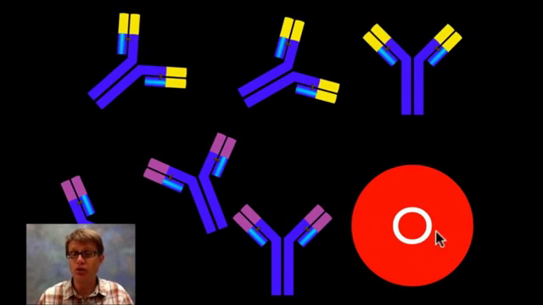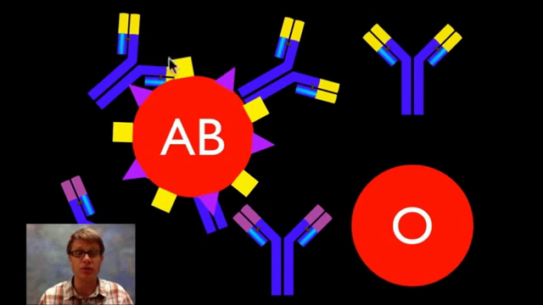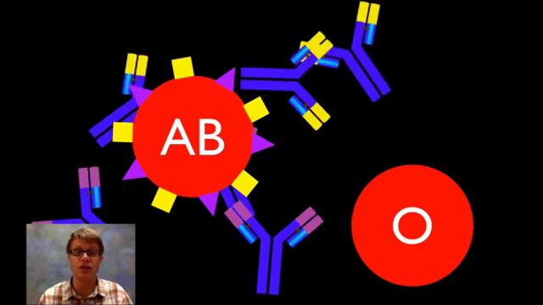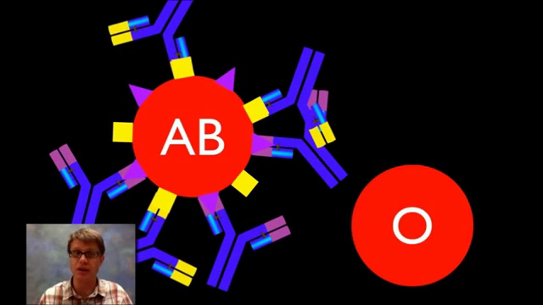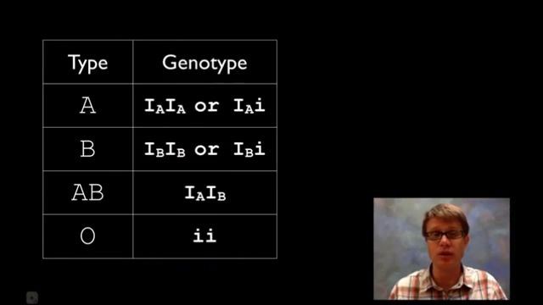But if we look at type O blood, since it has the other antibodies, if we throw anything with a protein, especially like AB blood, you can see that all the antibodies are going to grab onto that. And so it's really important when we're giving blood from one person to another that we match that blood.